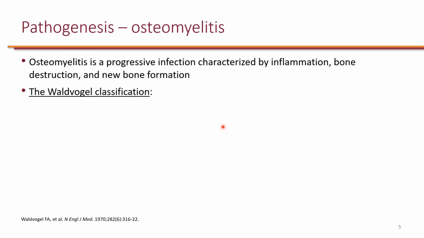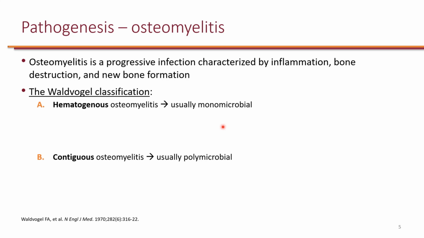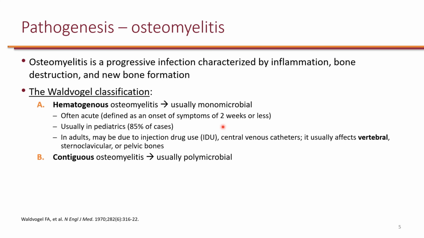Osteomyelitis is a progressive infection that involves inflammation as well as bone destruction and new bone formation. It is generally classified into hematogenous osteomyelitis as well as contiguous osteomyelitis. Hematogenous osteomyelitis, which is often monomicrobial, is more common in pediatrics. So 85% of the cases occur in pediatric patients. Hematogenous essentially means that the source of bacteria is from blood, so bacteremia leading to osteomyelitis.